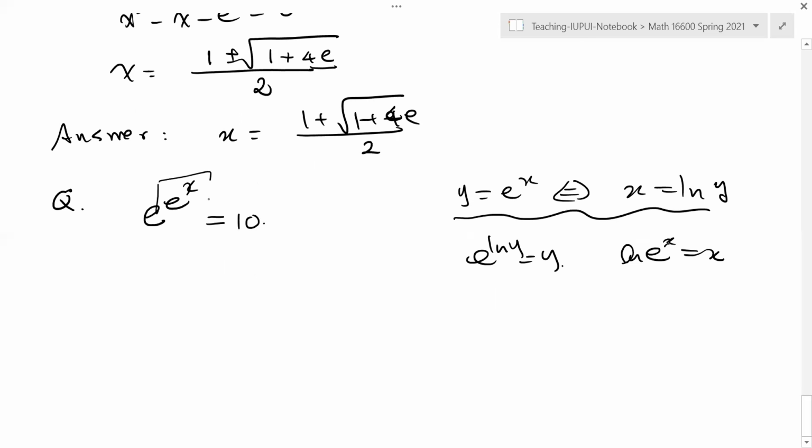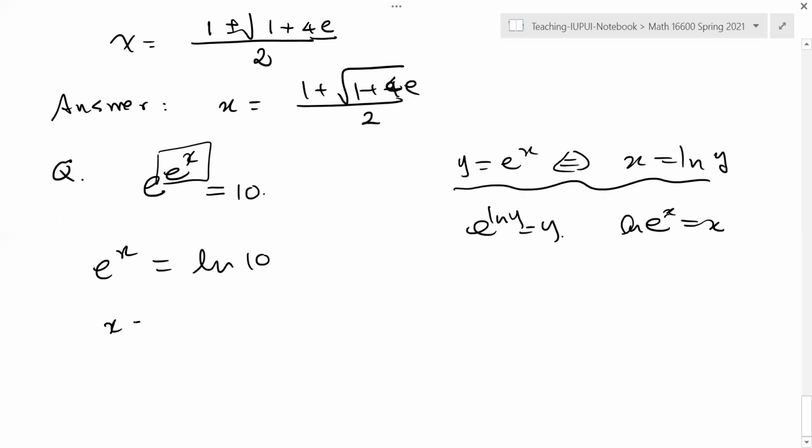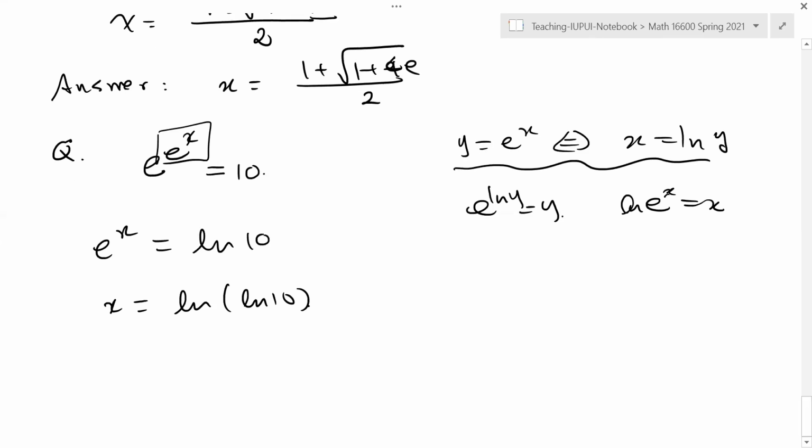So that means this part should be equal to natural log of 10, right? And again, using this identity, x should be equal to natural log of 10. Done. That's the first method.